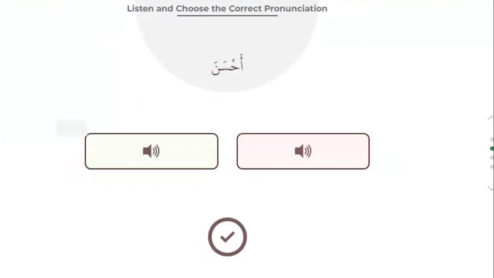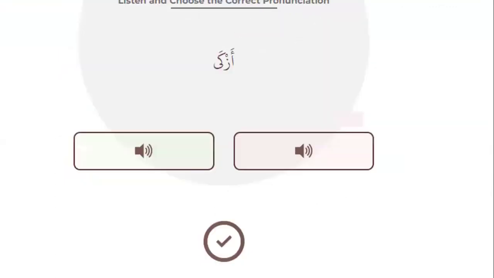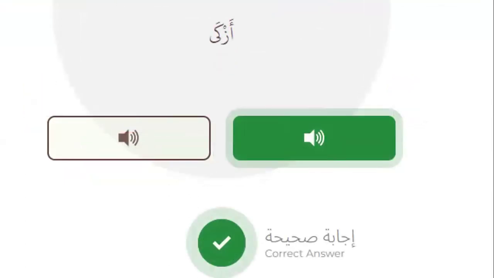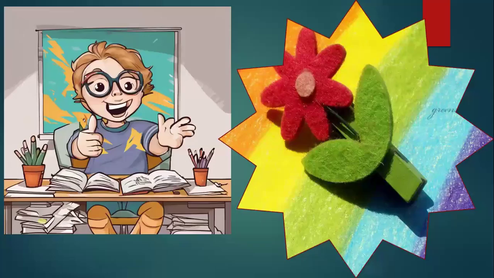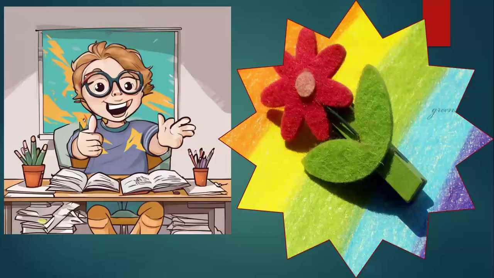Listen. Ahsana. Which one is right? The second one. Please listen. Azka. Which one? The first one. Yes, good. You finished the test.